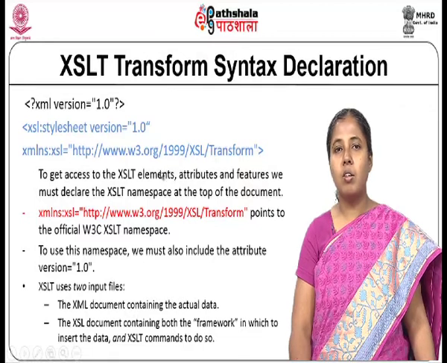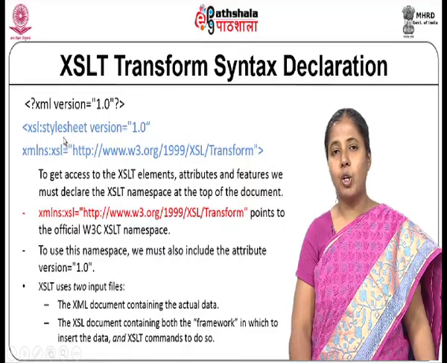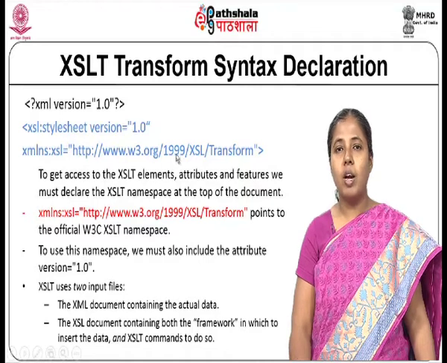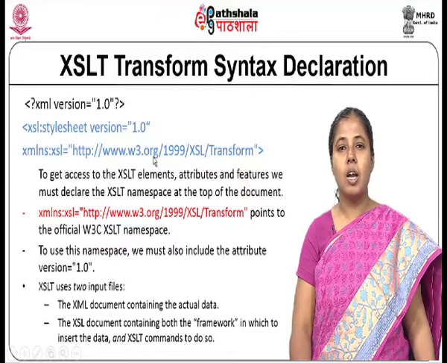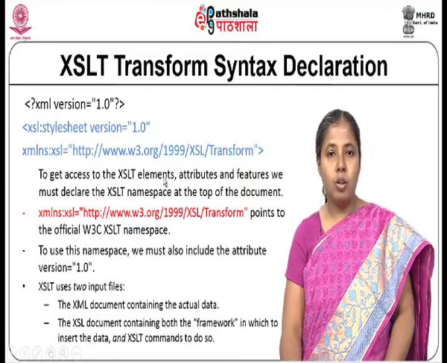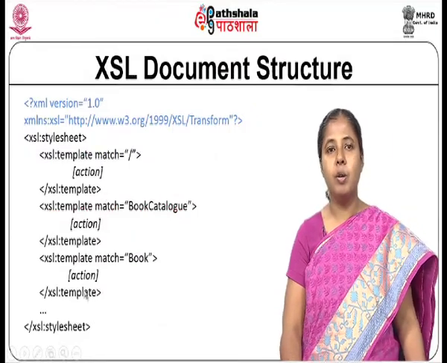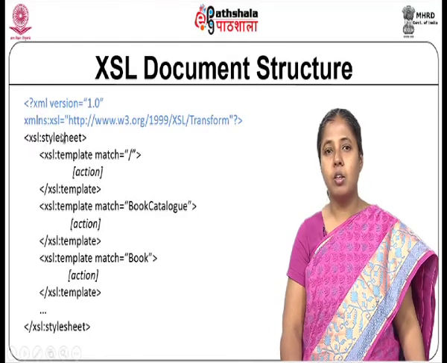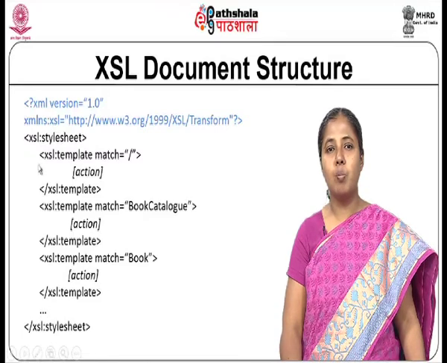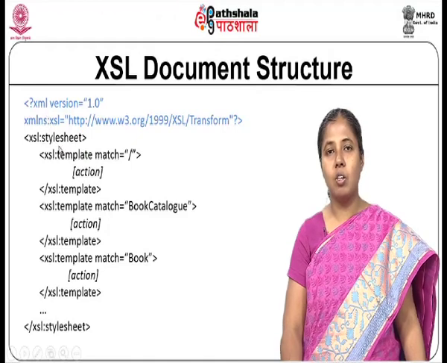So, the first statement starts with the XML version, and then the root element of an XSLT document is going to be the stylesheet. In order to access all the properties, attributes and features defined in the namespace, you have to include this namespace. Now you can see here the document structure of an XSLT file. As I told you, it is the XML version, and the next statement is going to be the stylesheet, which includes the namespace. You can include the namespace here, or it can be with the stylesheet element.